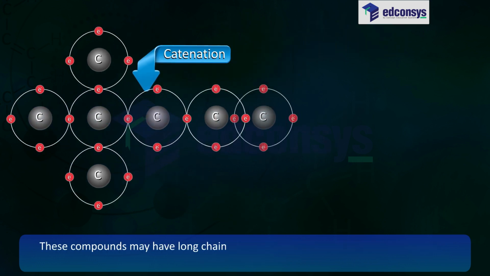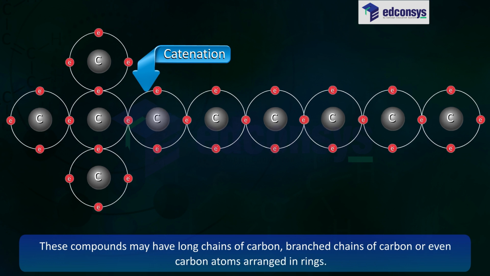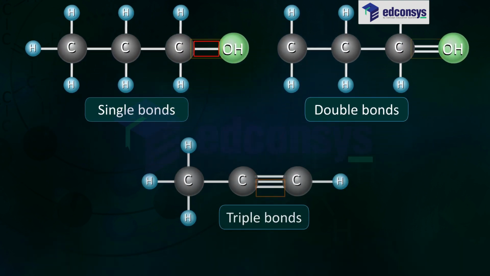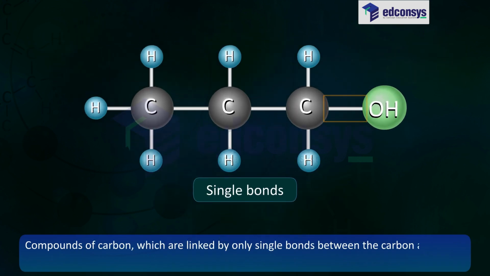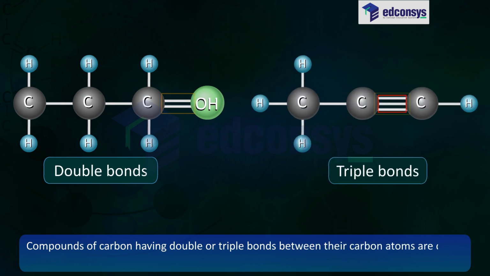These compounds may have long chains of carbon, branched chains of carbon, or even carbon atoms arranged in rings. Carbon atoms may be linked by single, double, or triple bonds. Compounds of carbon which are linked by only single bonds between the carbon atoms are called saturated compounds. Compounds of carbon having double or triple bonds between their carbon atoms are called unsaturated compounds.